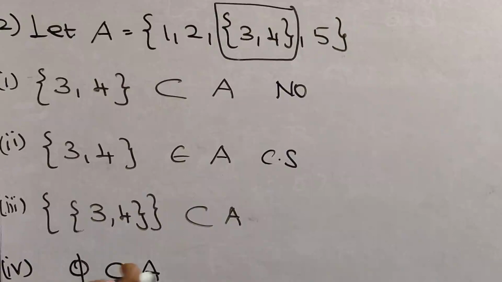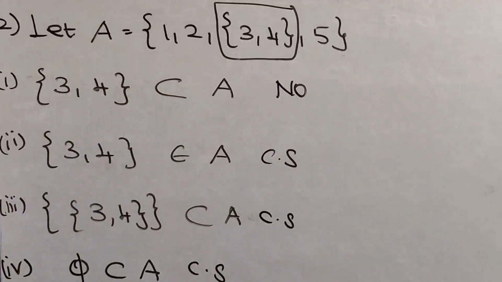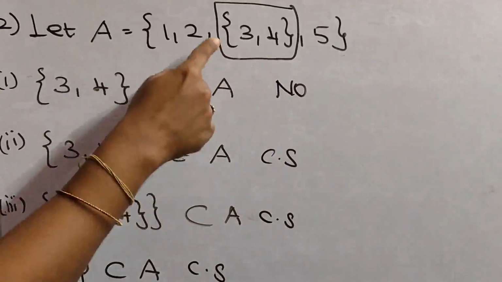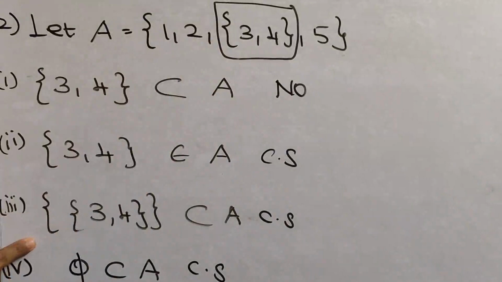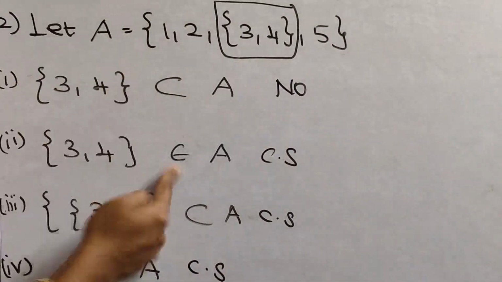Now we will move to the fourth one. Null set is a subset of set A. So I told you two important points. One is every set is a subset of itself, and null set is a subset of every set. So null set is a subset of A. So this statement is also correct. Only the earlier statement is wrong. Why? This is an element. It's not a subset of A. If it is a subset, they will give one more bracket. So try to know the difference between an element of and a subset. It's very important. If the question is like this, don't get confused between the element and the subset.